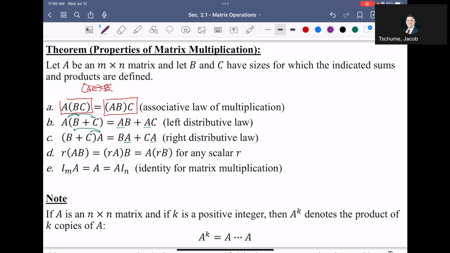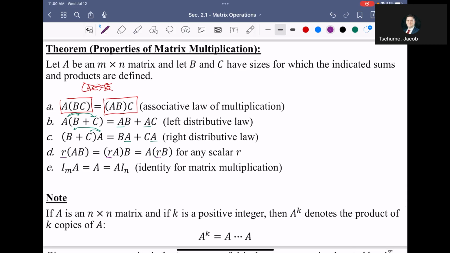Part D is all about scalars, and scalars aren't that big of a deal. This essentially says that if you want to multiply AB by a scalar r, let's say, it doesn't matter whether you multiply the scalar at the end, whether you multiply the scalar by A and then multiply, or whether you multiply the scalar by B and then multiply. All of those will give you the same answer because multiplying by a scalar does not impact the dimensions of the matrices you're working with.